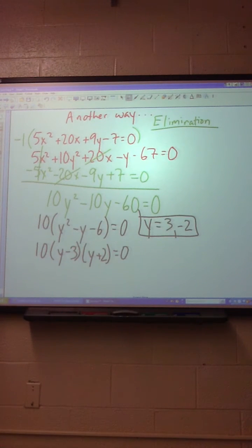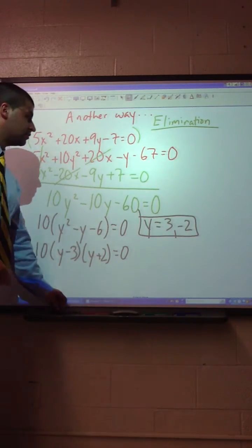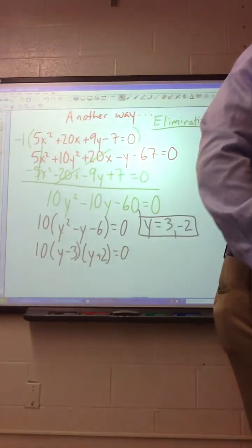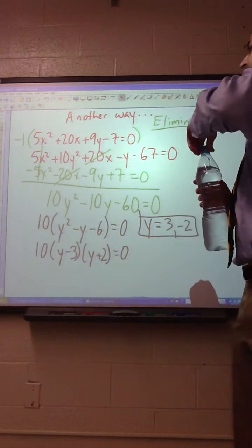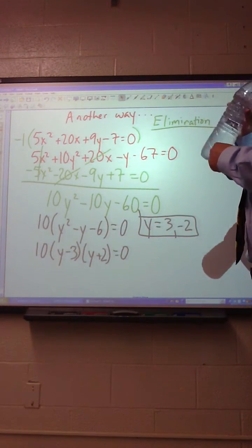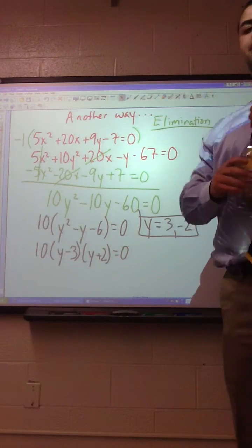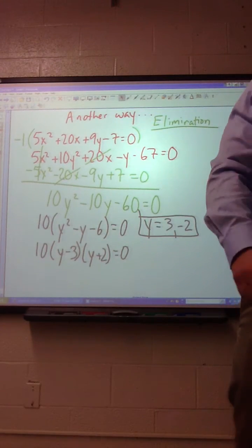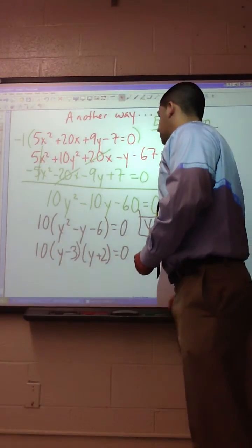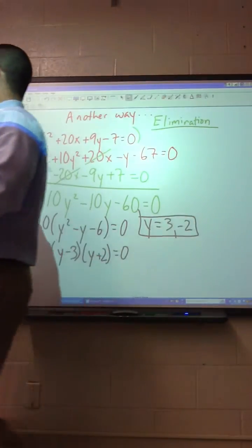When we think about our roots, we have to think about what goes into it, how many roots we should have. For this one, we could have a variety of roots because we have both an x squared term and a y squared term. So let's plug back in and see how many we end up getting.